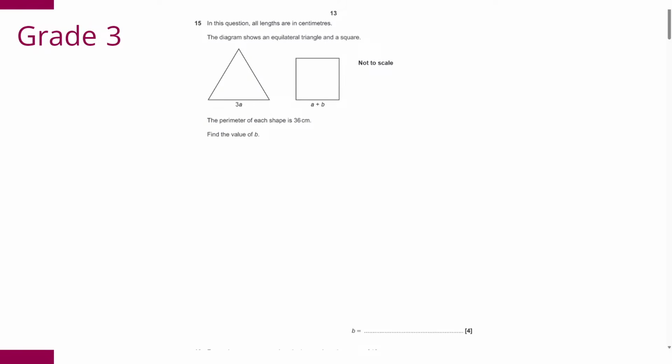This is quite a nice one. Well, not a nice one, horrible one, but one that's worth doing. So, in this question, all lengths are in centimetres. The diagram shows an equilateral triangle and a square. The perimeter of each shape is 36 centimetres. Find the value of B. First thing to realise is equilateral means they're all the same. So the total perimeter, you just times that by 3, is going to be 9A, right? A square has all the same lengths. So they're all going to be A plus B. So it's going to be 4A plus 4B.